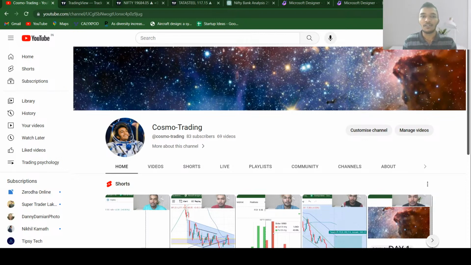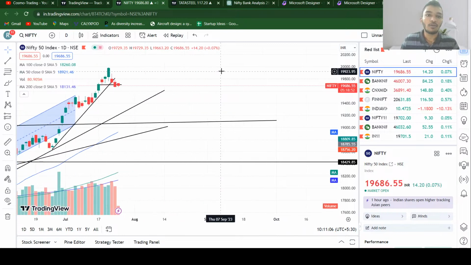Today is day 6 of the challenge, and we are aiming to convert 15,000 capital to 1 lakh. So, let's start the journey. First we'll take an outlook on the market.